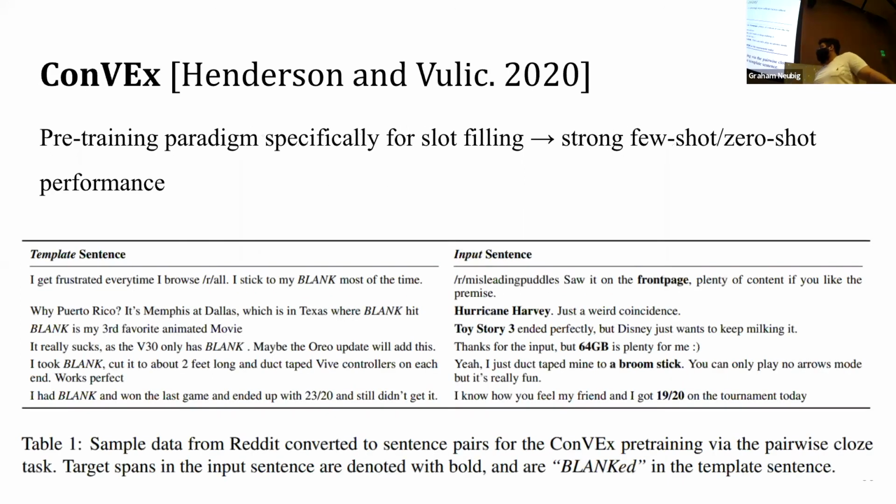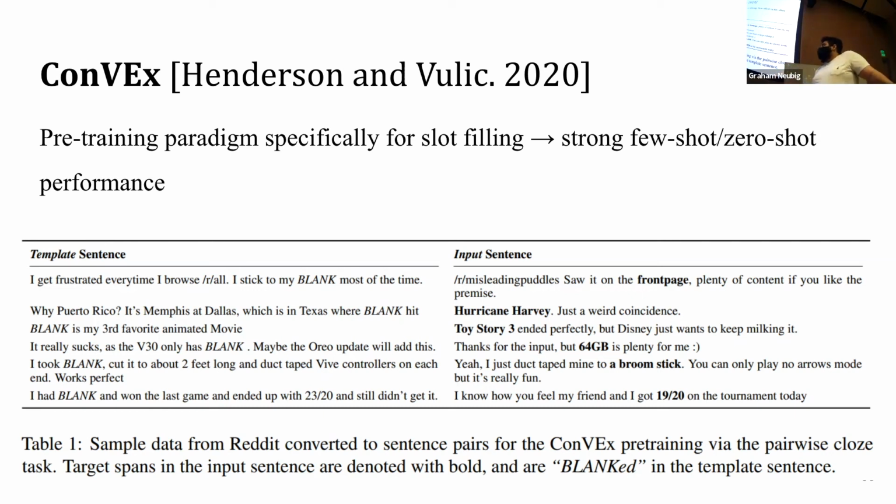Okay, so the first paper that I'm going to talk about is for NLU, addressing the problem of slot filling. And I really liked this paper when I read it. The idea here is that they're introducing a pre-training paradigm that is specific for slot filling in dialogue. And what this results in is stronger few-shot and zero-shot performance. So they basically try to take data from Reddit, which I mentioned before is kind of a suitable proxy for dialogue, though it's not exactly dialogue.